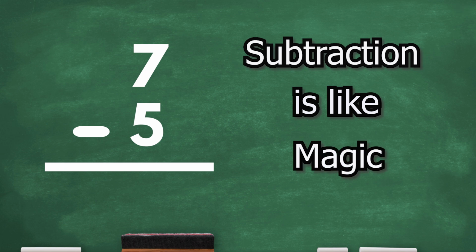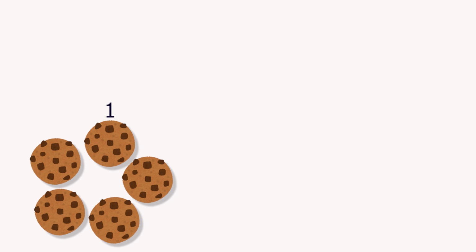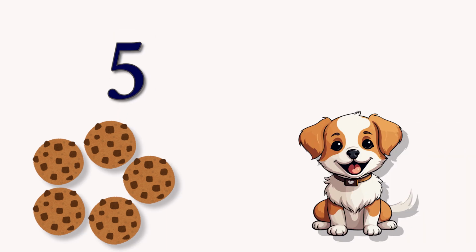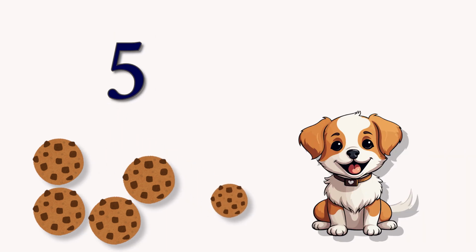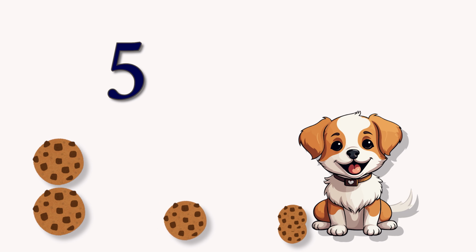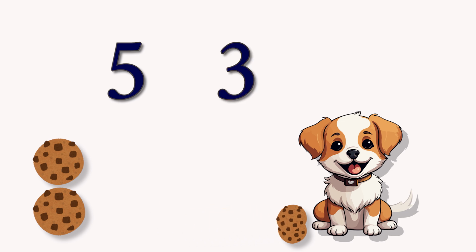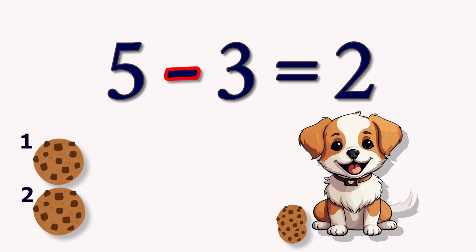Subtraction is like magic. Imagine you have 5 yummy cookies. 1, 2, 3, 4, 5. But a hungry puppy comes and eats 3 of your cookies. 5 minus 3 equals... Now you have 2 cookies left. 1, 2.